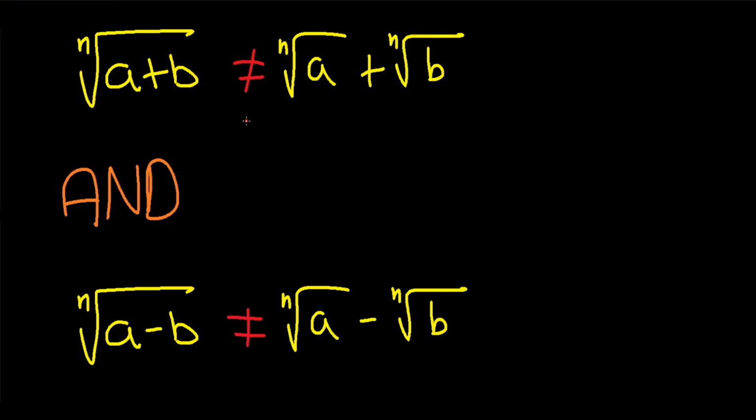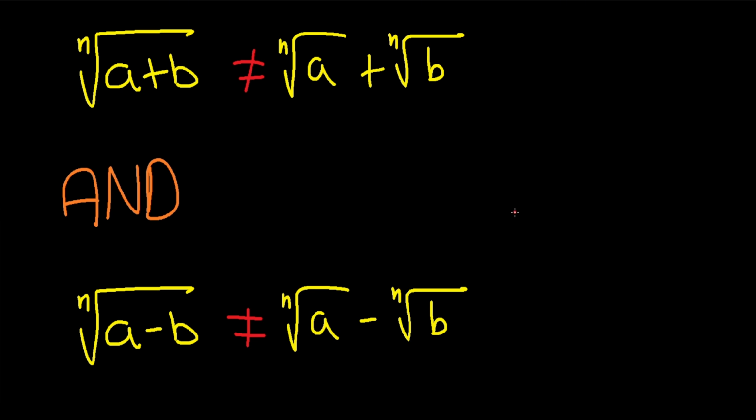Now also note that while we can break up products and quotients under a radical, we can't do the same thing for sums and differences. So if we have the nth root of a plus b, that's not going to be the same as the nth root of a plus the nth root of b. And same for the nth root of a minus b. We can't get the nth root of a minus the nth root of b.